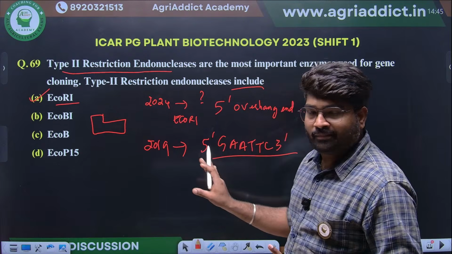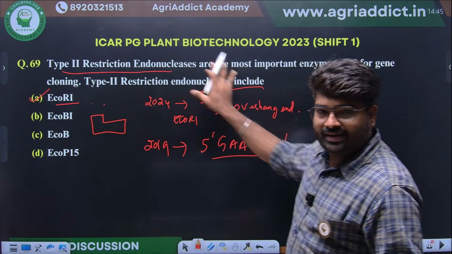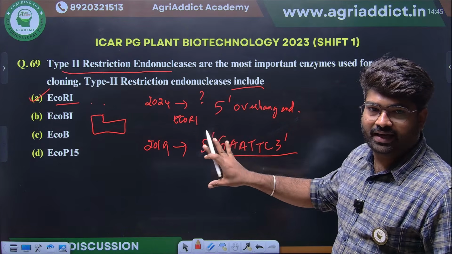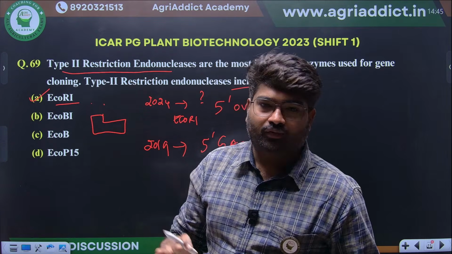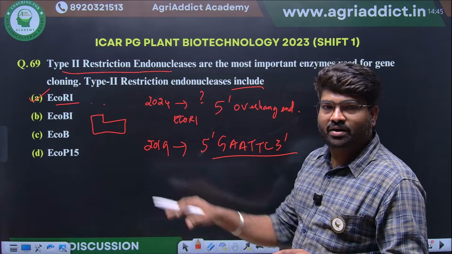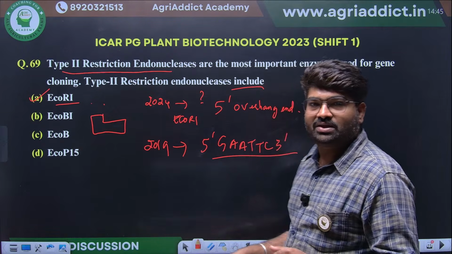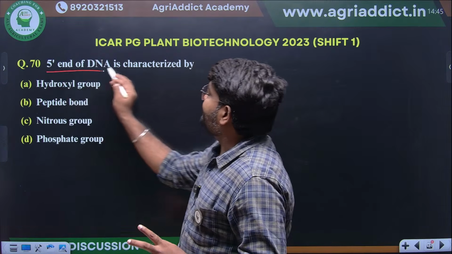So see, from the same option, a different set of questions they have asked. So you have to learn about the options also, where it will come, what it will do, like that. Okay, that's why we are discussing this previous year question paper. We are not going for only one option. We are discussing what it will be for other things also. Okay, 5' end of DNA is characterized by it.